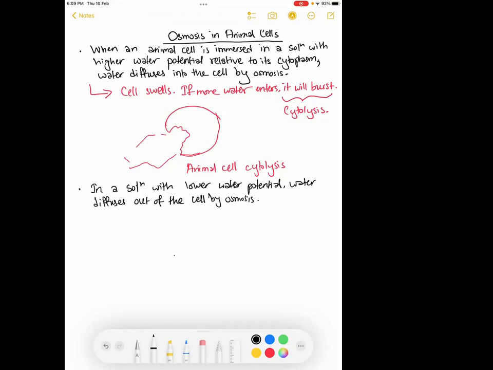And then what are the consequences of this? The cell shrinks, of course, and becomes dehydrated. Particularly in red blood cells, little spikes appear on the cell surface membrane if they are dehydrated. And this cell is said to have undergone crenation. Okay.